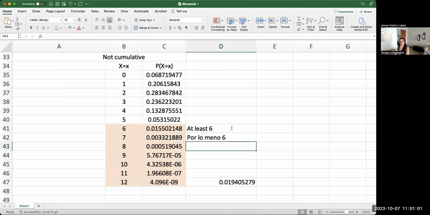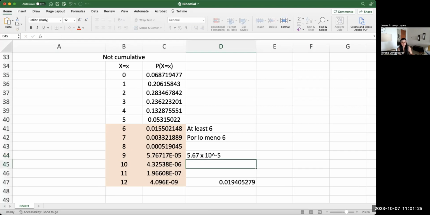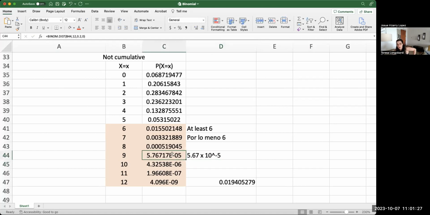Is there an error from 9 to 12? No, this means 5, because it cannot put all the numbers down, it just uses exponential or scientific notation. So it means 5.67 times 10 to the power of -5. That's what it means, so it's not an error. It's almost 0, right? It's going very small.